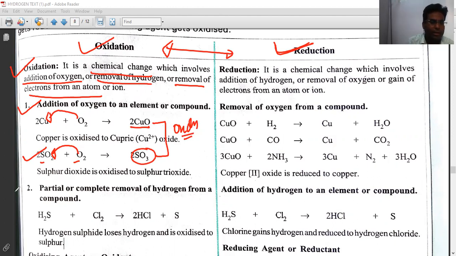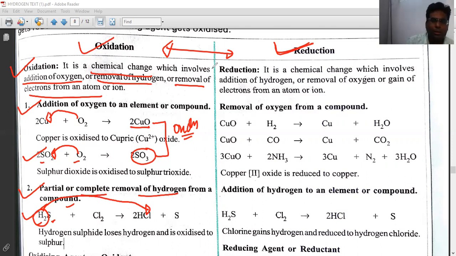Okay. Now look at the second definition. Partial or complete removal of hydrogen from a compound is also called oxidation, right? So this is the second definition of oxidation. From hydrogen sulfide, we are removing the hydrogen, and the hydrogen is added to the chlorine atom. So this is the removal of hydrogen from hydrogen sulfide. So this is also an example of oxidation.